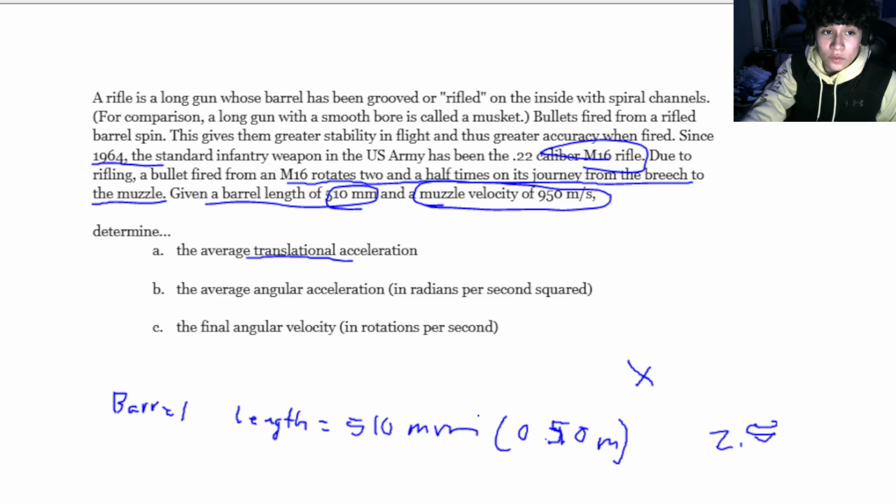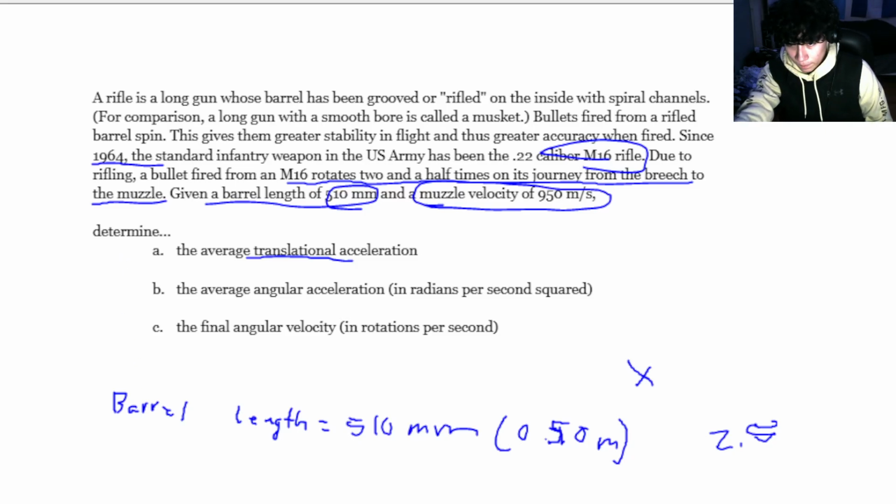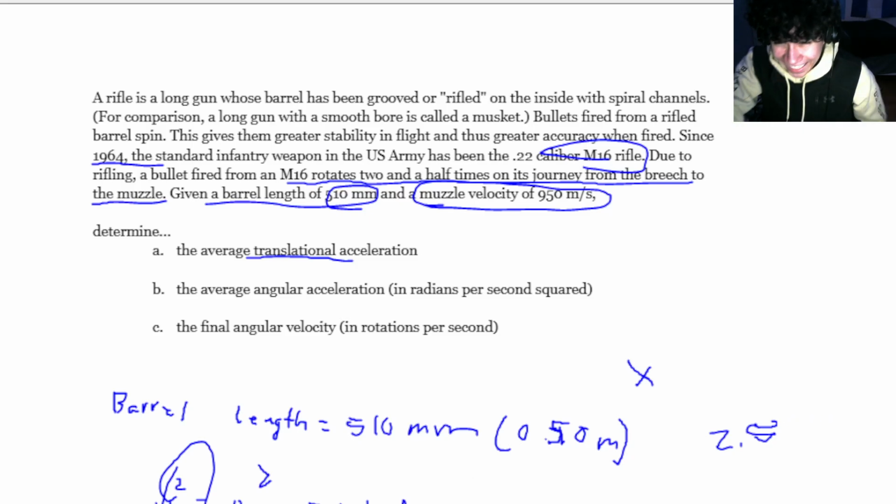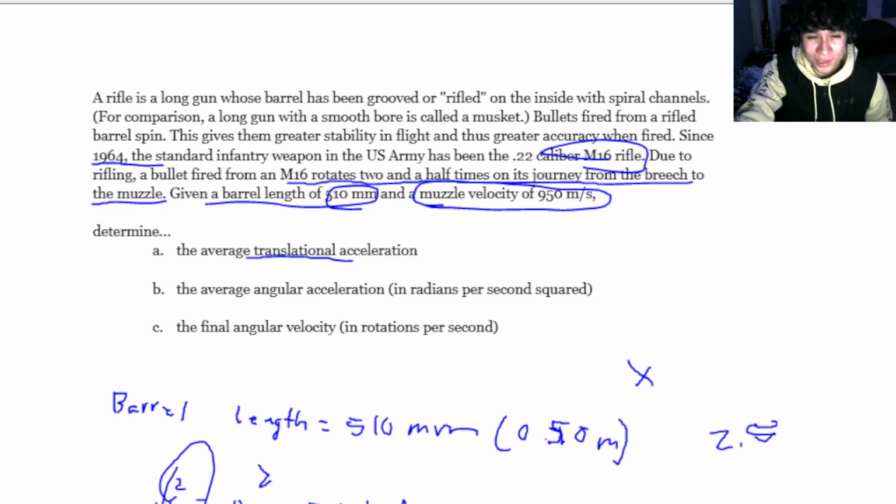So for average translational acceleration, use the kinematics equation, which is final velocity to the second power equals initial velocity to the second power plus 2 times acceleration times displacement. So this is pretty easy because you just plug in everything all at once.